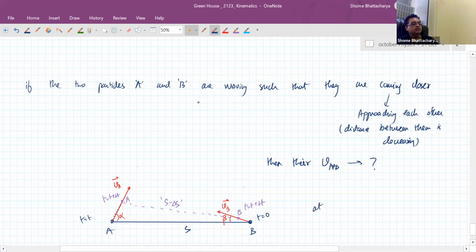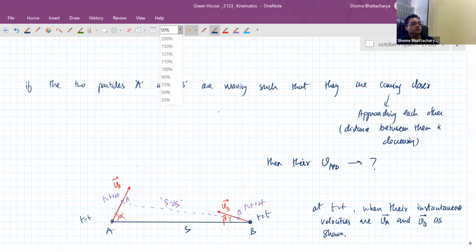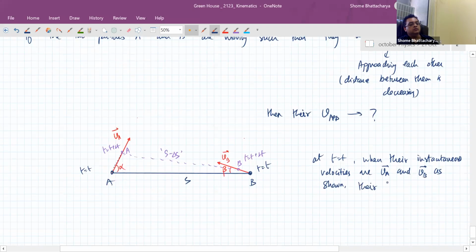So you can say now that at the instant t, when their instantaneous velocities are the vectors V A and V B as shown in the diagram, the approach velocity will be given by a special term, which is V A's component towards B plus V B's component towards A. And this approach velocity is equal to the instantaneous rate at which the distance between them is decreasing.